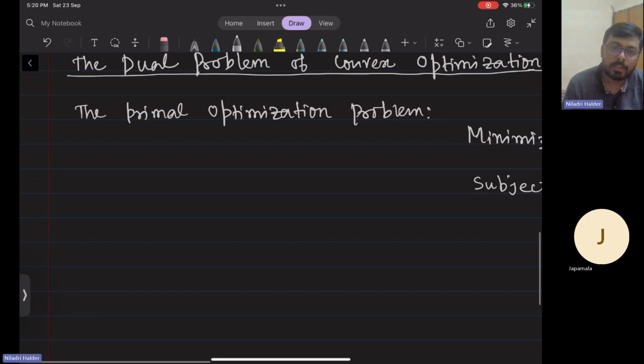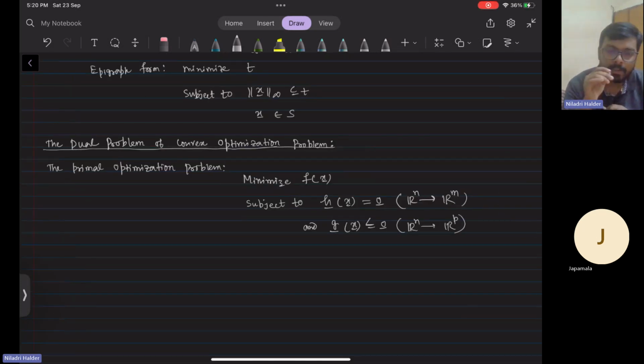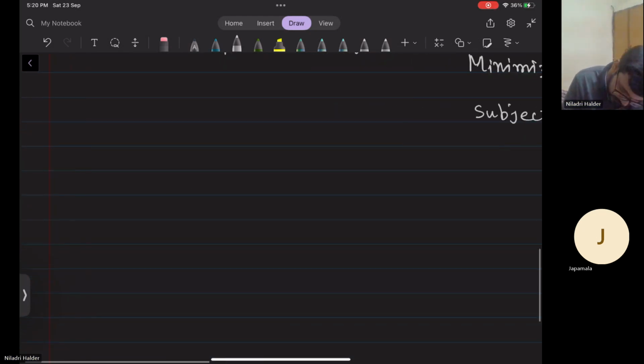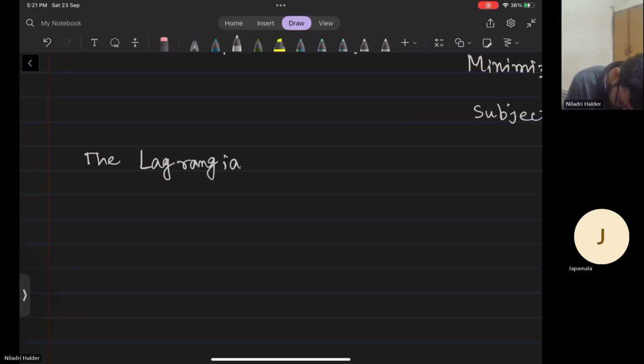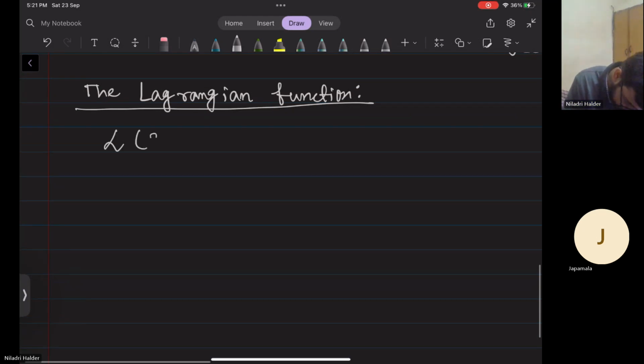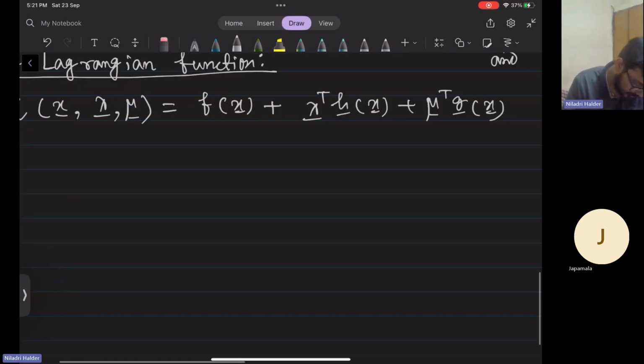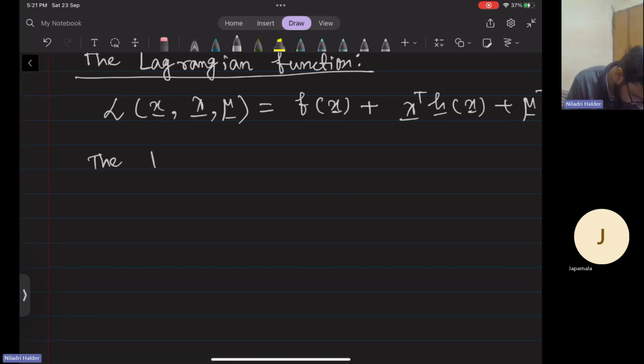So to solve the primal optimization problem, we need to find out the Lagrangian. Okay. So that is the procedure. So the Lagrangian function can be written as follows. Okay. So this is the Lagrangian function, and then the dual function definition.